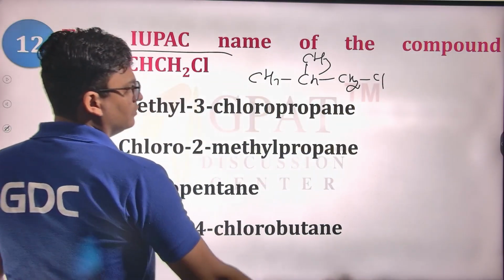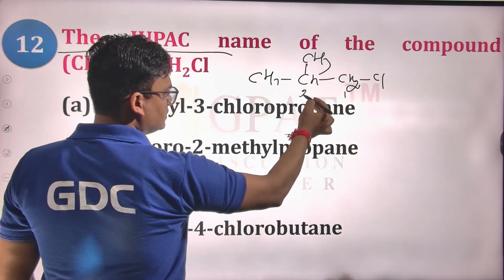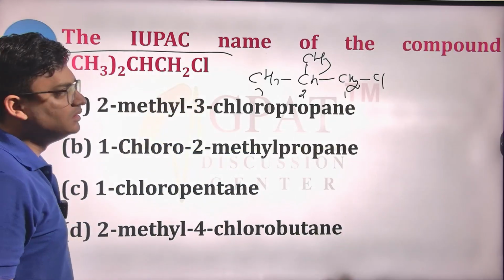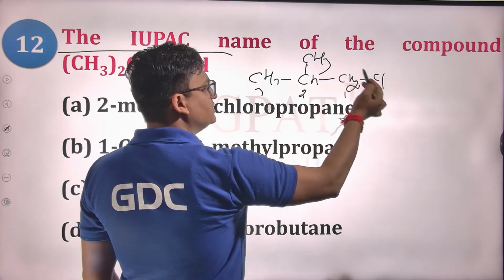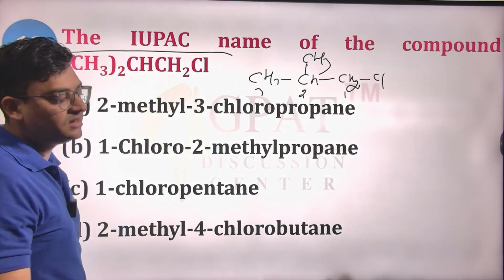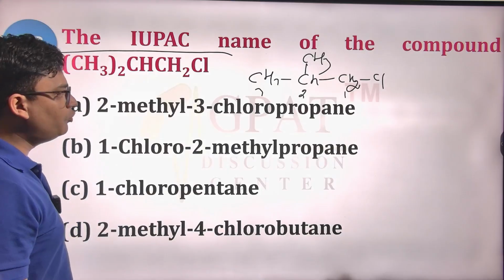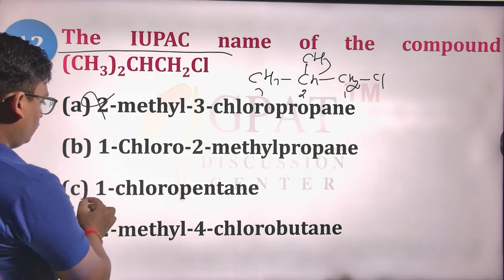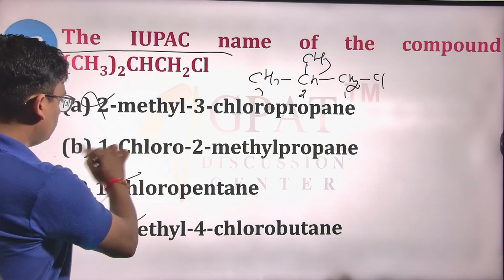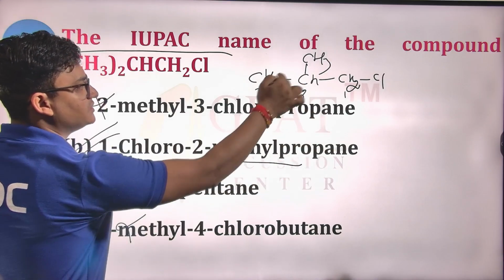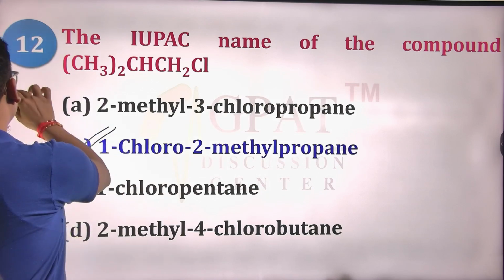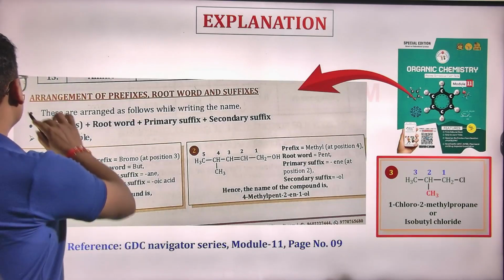The first position is this one, this is the second, this is the third. At first we are having chloro, at 2 we are having methyl. This starts with M, this starts with C. Always follow the alphabetical order. So 1 chloro, 2 methyl propane, since it's a 3 carbon longest chain. B is the right answer for this question.